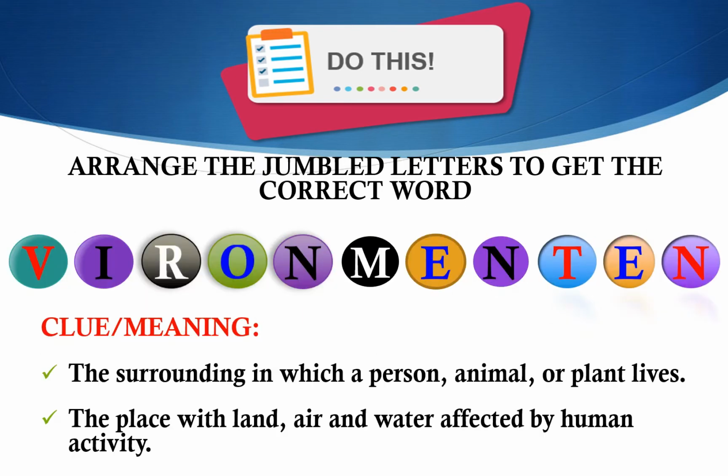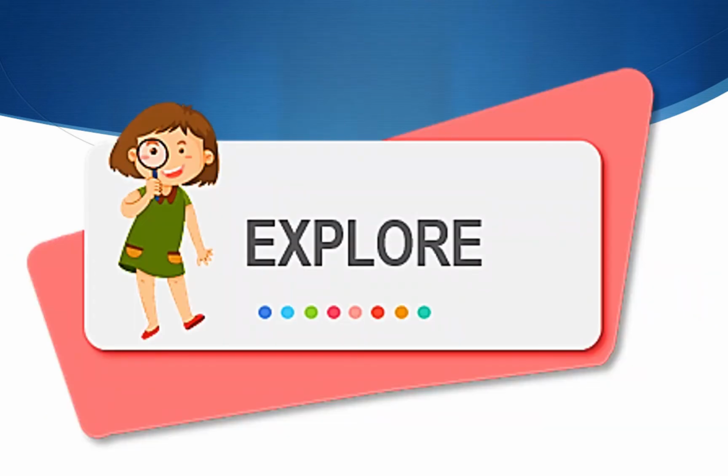Third, arrange the jumbled letters to get the correct word. The clue or meaning, the surrounding in which a person, animal, or plant lives. The place with land, air, and water affected by human activity. Write your answer in your activity notebook. Don't forget to submit your answer to your science teacher.